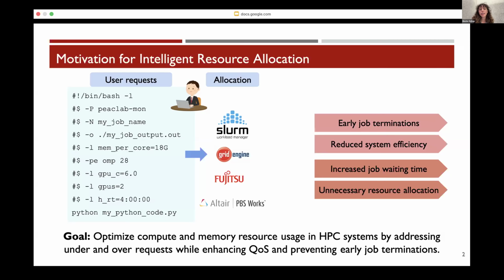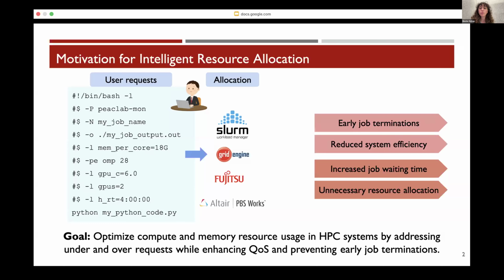On the left-hand side, I included a very simple batch job script that we provide to the BU SCC, Shared Computing Cluster, in which we have the project name, job name, and some of the details for the requested resources. It can be the maximum memory, GPUs if we need, and the wall clock time limit. From the user perspective, we are making these requests to the best of our knowledge. And the workload manager in the corresponding HPC system, such as Slurm, Grid Engine, Fujitsu, or Altair PBS, allocates the resources that we are asking for the duration that we need.